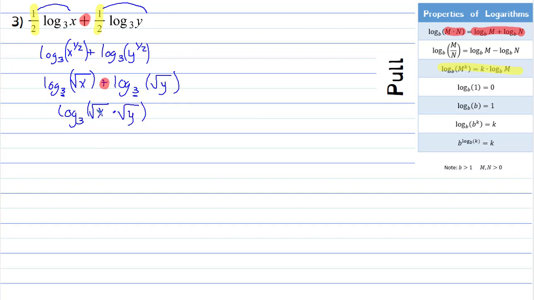And that's not the best way to write this. Since these are both square roots, I can multiply what is under my radical together. So I want to end up multiplying the x and the y and leave it under that radical because the radical matches. So log base 3 of the square root of x times y. That's my final answer.